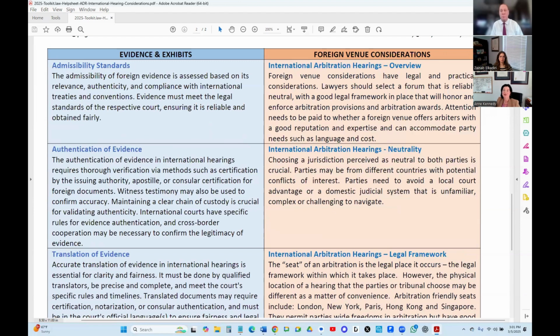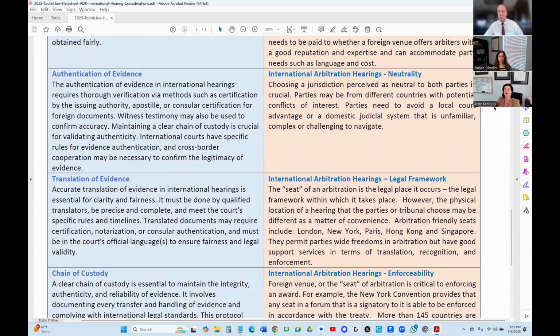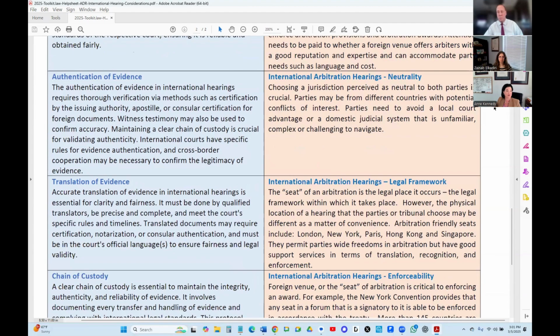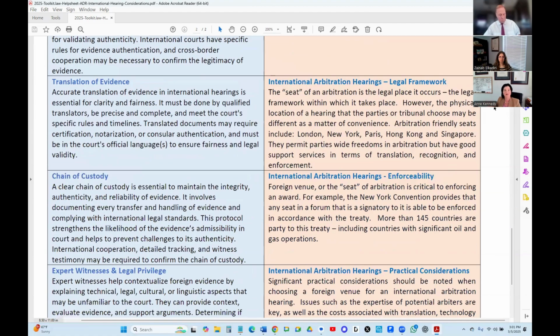The next thing that I probably would like to focus on is something I touched on earlier, under the heading International Arbitration Hearings Legal Framework. That's where I am on the help sheet for reference.